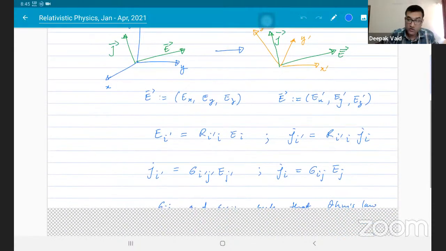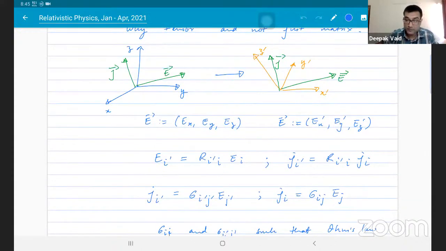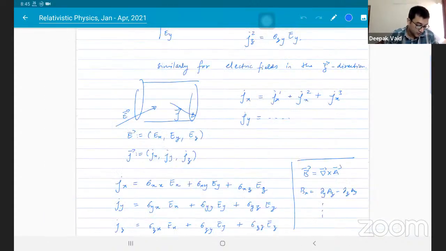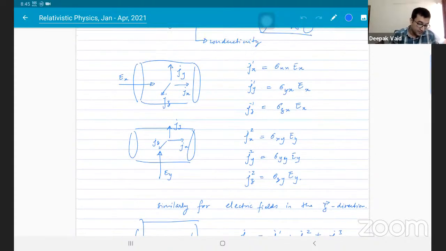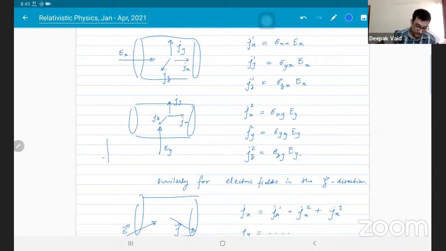Now, the question is, why is it called a tensor and why not just a matrix? This is the most important aspect of tensors. If I change my coordinates, so when you say that this electric field has these components x, y, z, it means that I have some coordinate system. Here that coordinate system, for instance, is like this. Right? X is in this direction, y is here, z is here. This is my coordinate system.